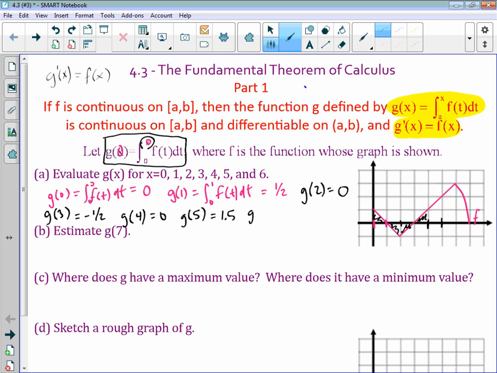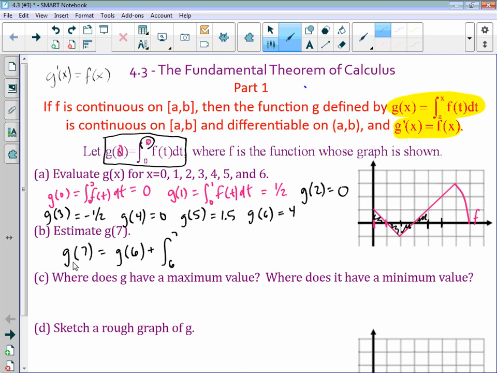And then at 6, we're taking 1.5, and then we're adding 2.5, it looks like. So did you guys get 4? Okay, and then we're estimating what g of 7 is. So that's going to be taking g of 6, and we're going to add on the area from 6 to 7. Does that make sense?